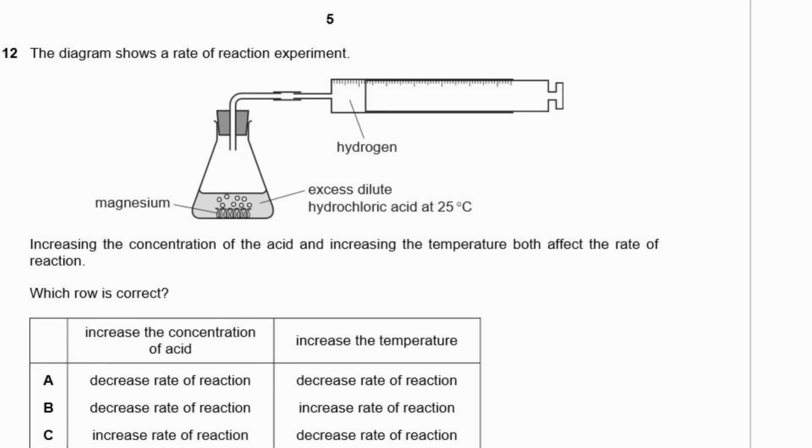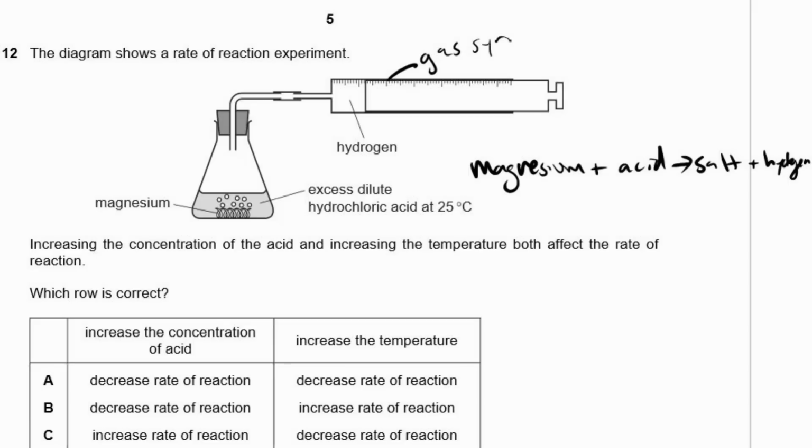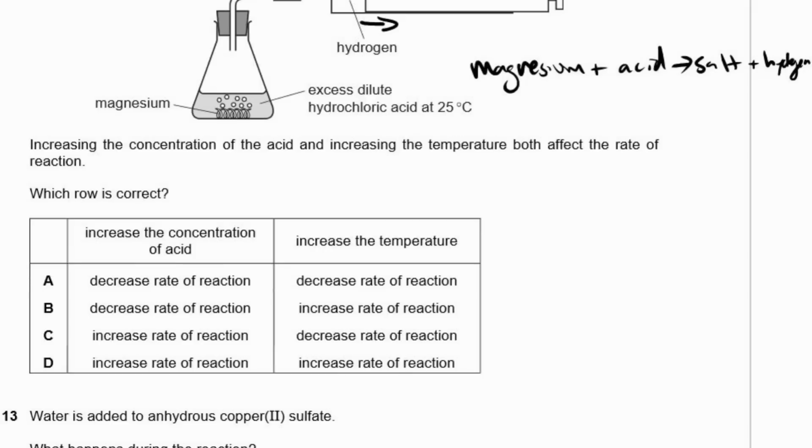Question 12. The diagram shows a rate of reaction experiment. We have magnesium reacting in acid. If you remember, metal plus acid, so magnesium plus acid, produces a salt plus hydrogen. And hydrogen is being collected in this gas syringe. As the reaction progresses, the plunger will be moving farther out as the volume of gas has increased. So increasing the concentration of acid and increasing the temperature both affect the rate of reaction.